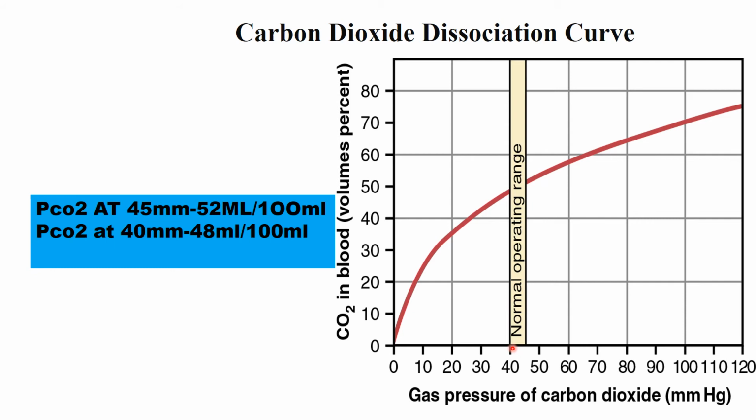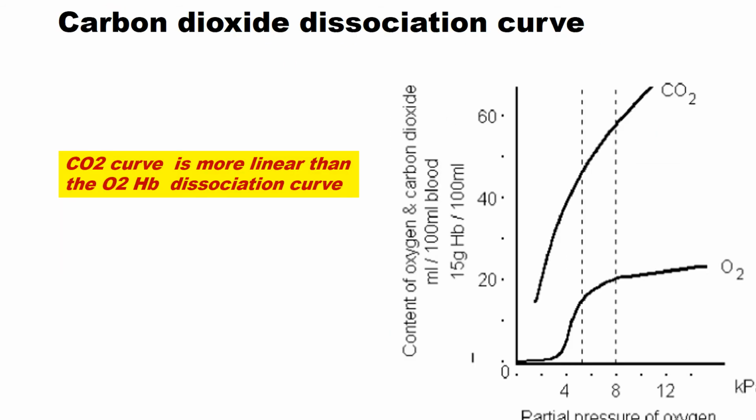This is in contrast to the PO2 level in the oxygen hemoglobin dissociation curve, which was from 40 to 100 millimeters of mercury. So at a partial pressure of 45 millimeters, we can see that the carbon dioxide content in the blood is 52 ml per 100 ml of the blood. And at a partial pressure of 40 millimeters, the carbon dioxide content is 48 ml per 100 ml of the blood.